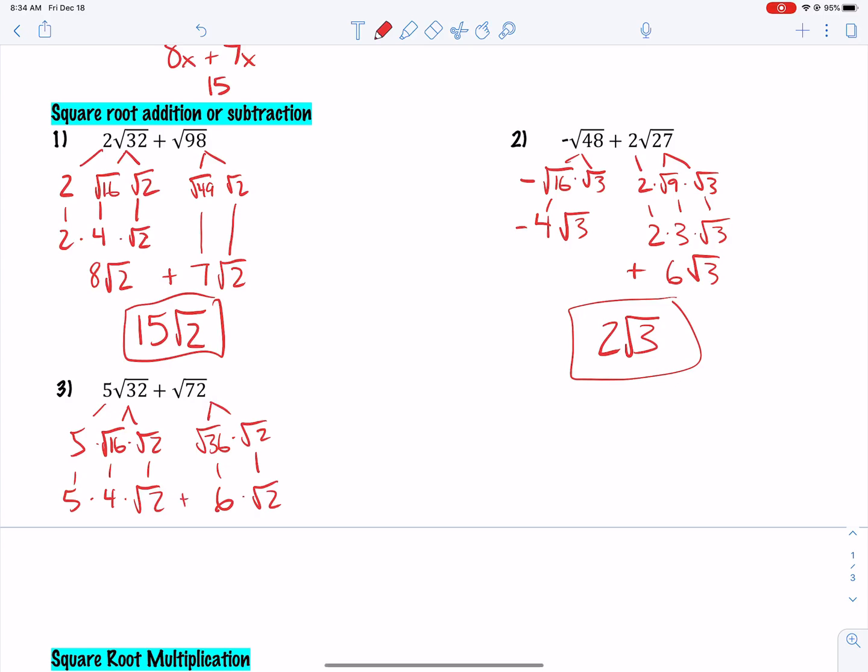All right, and then I'm adding these. So this is going to be 20 radical 2, because 5 times 4 is 20, plus 6 radical 2. So 20 plus 6 would be 26 radical 2.